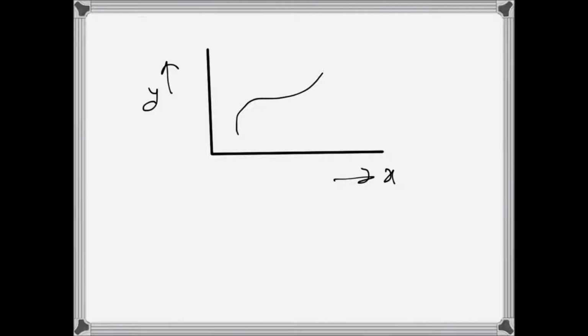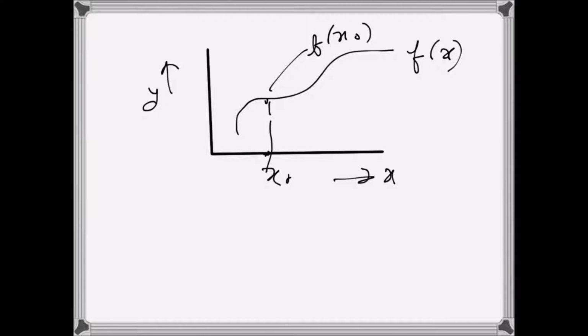Let's think of an arbitrary curve f(x), and at any point x0 on the x-axis, the point on the curve is f(x0). Let's take another point a little away from x0, x0 plus del x. So this difference is del x, and this point, let's call this one x0 plus del x.